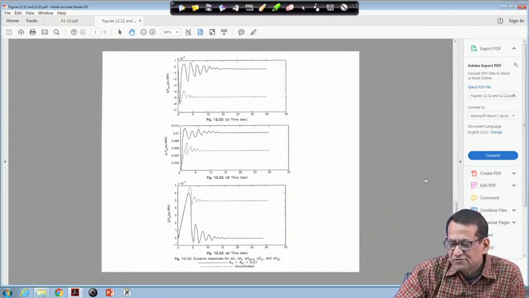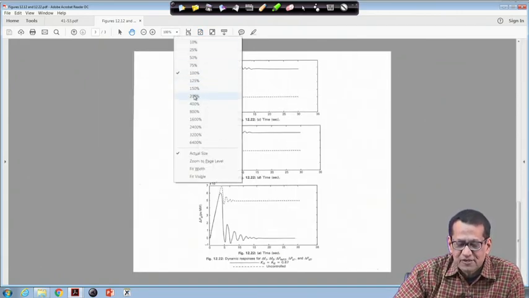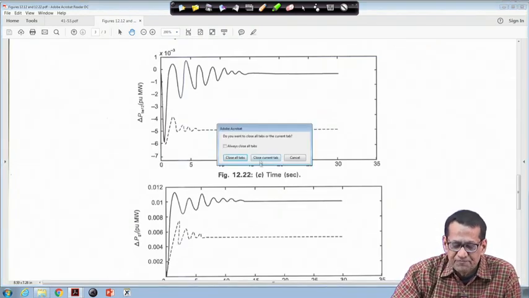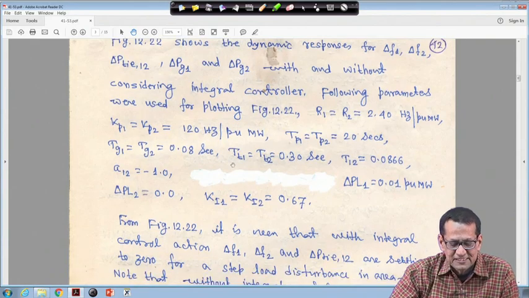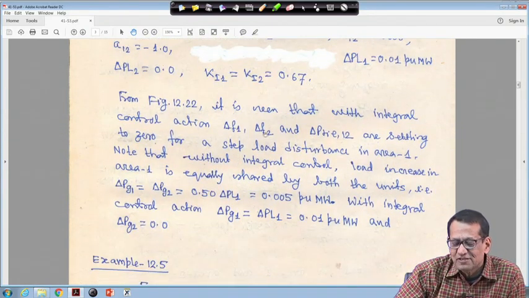So, these are the responses, right. This is what has been shown. That is why, in figure 2 which I showed, it is seen that with the integral control action, delta F1, delta F2 and delta P tie 1 2 are settling to 0 for a step load disturbance in area 1.